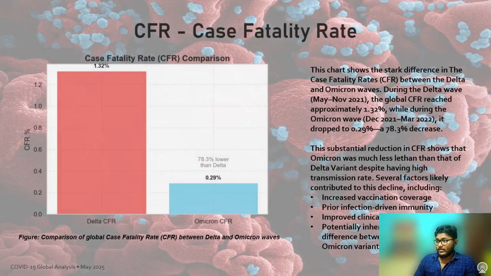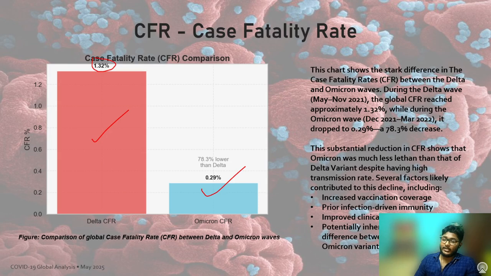Now, as I said, there will be a CFR comparison. CFR is case fatality rate, which we can see. This is the case fatality rate for the Delta wave, and this is the case fatality rate for the Omicron wave. And we can clearly see that the case fatality rate for the Delta wave was 1.32%. The case fatality rate for Omicron was 0.29%, which is about 78.3% lower than Delta.